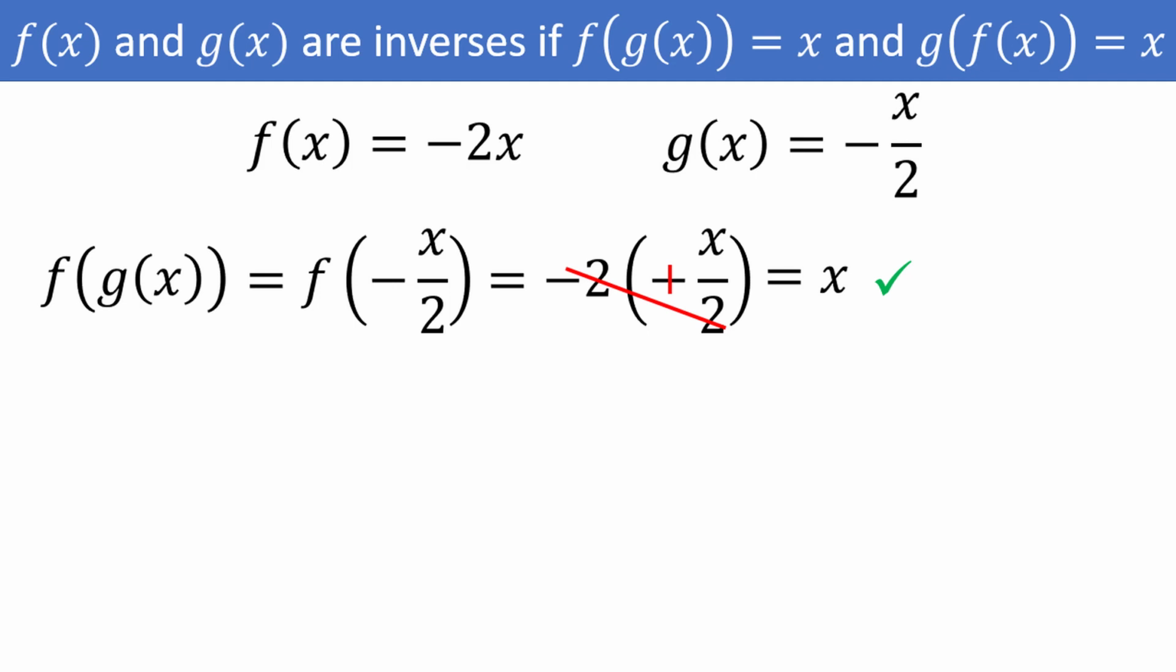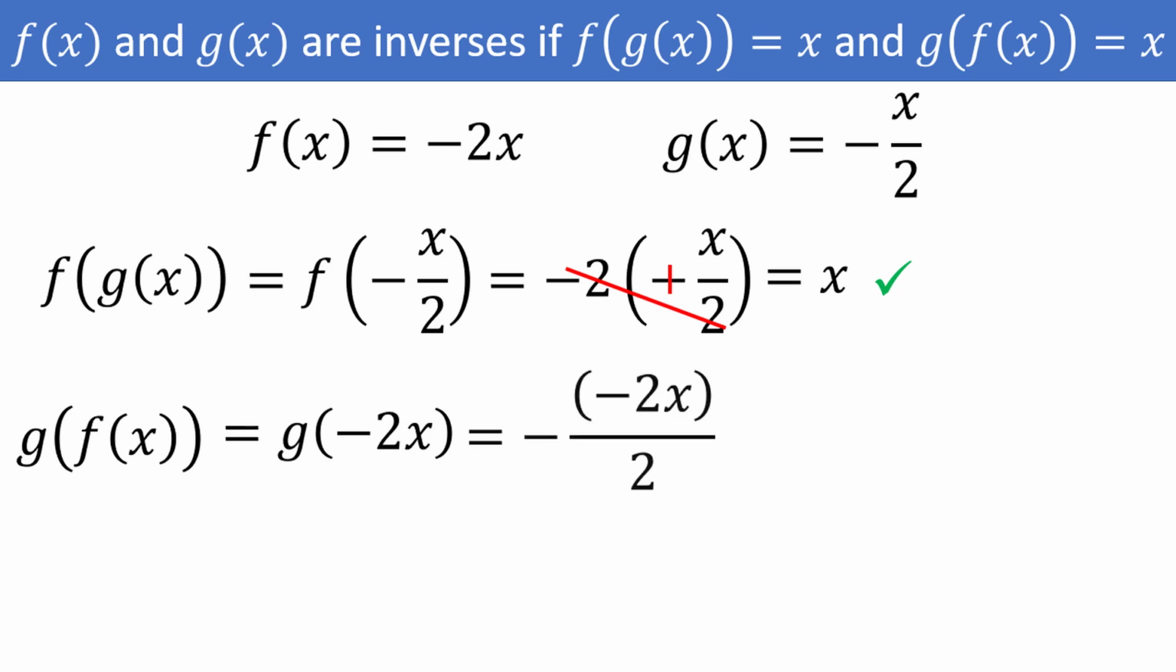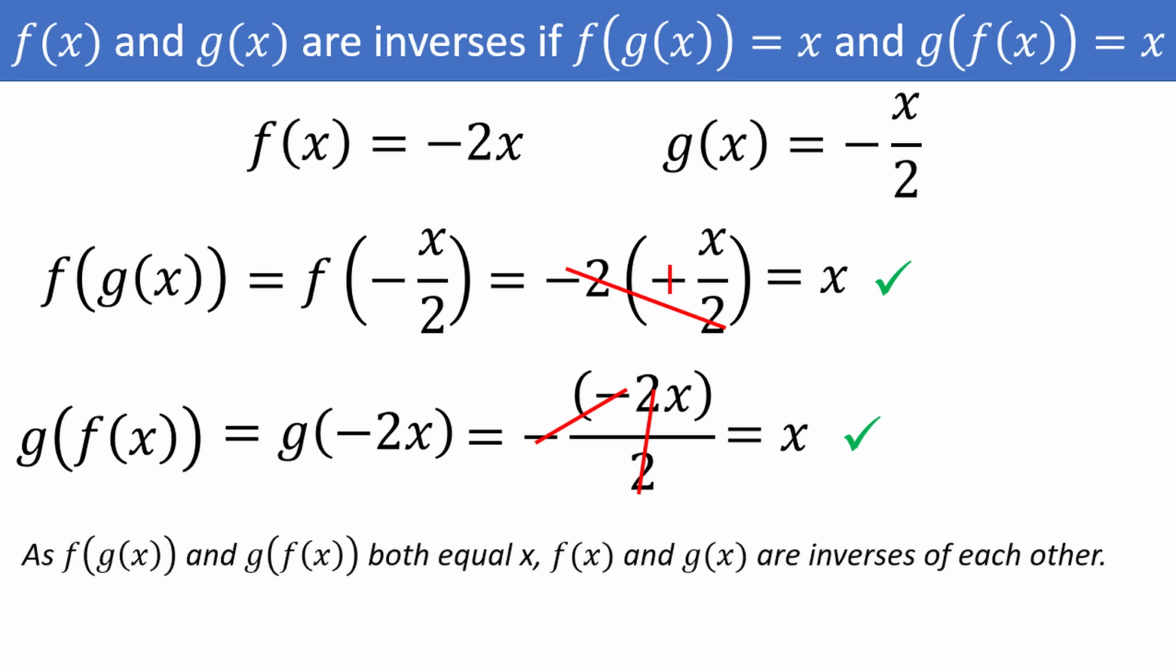But we do still need to check g of f of x to see if that is also equal to x. Checking g of f of x, we have g of negative 2x. G of negative 2x is equal to negative 2x divided by negative 2. The negatives cancel, as well as the 2's, and we are left with just x. As f of g of x and g of f of x are both equal to x, f of x and g of x are inverses of each other.